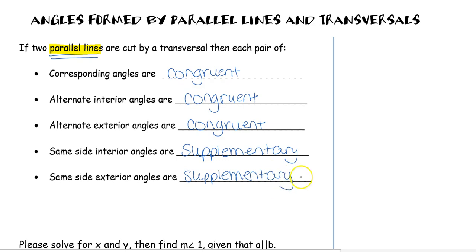So again, as we said yesterday, if you have a transversal cutting through two lines, you have these relationships: corresponding, alternate interior, alternate exterior, same side interior, same side exterior. Those relationships exist. But if the lines happen to be parallel, now the angles have all of these special relationships. If the lines aren't parallel, they're not congruent, they're not supplementary. They're still corresponding, they're just not congruent corresponding angles.